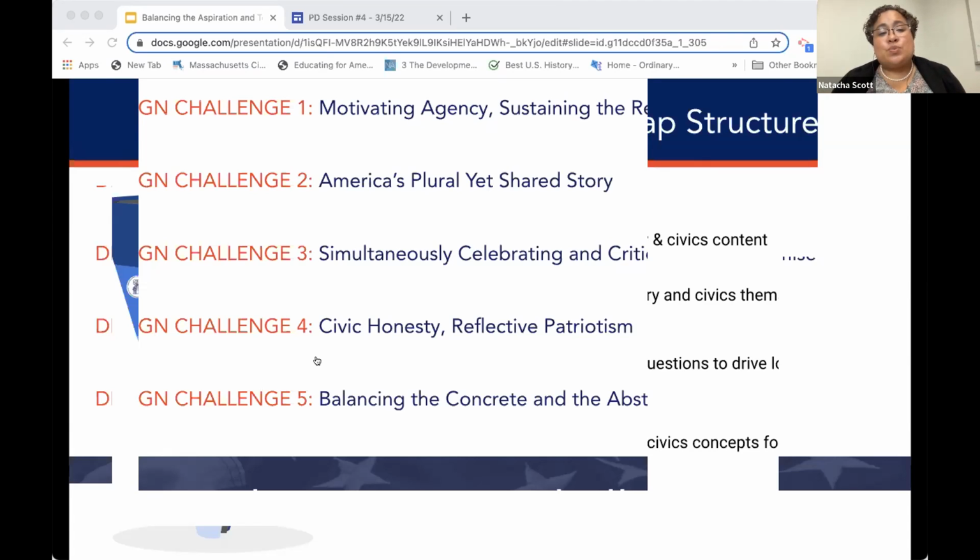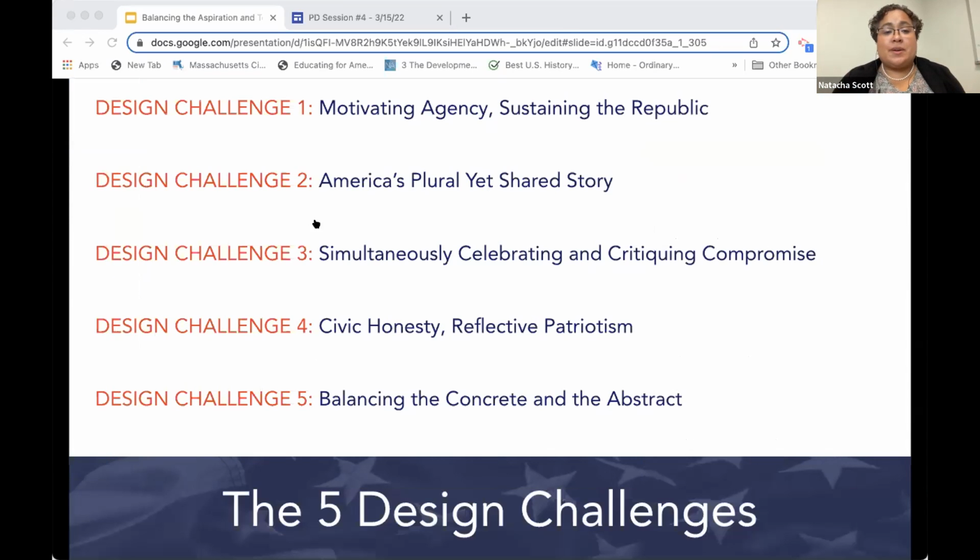And so today, as we're diving into design challenge number 2, some of you might be thinking, hey, we dove into that design challenge last time. Theme 3 is also connected to design challenge number 2. And with design challenge number 2, we're really thinking about how we can integrate the perspectives of all Americans from all different backgrounds in narrating our history.